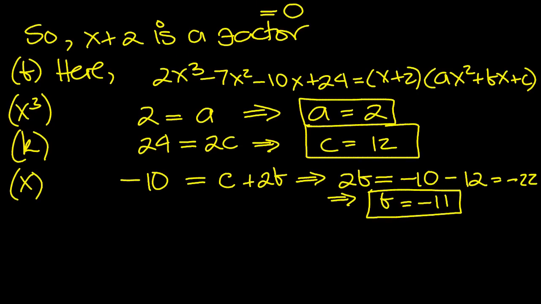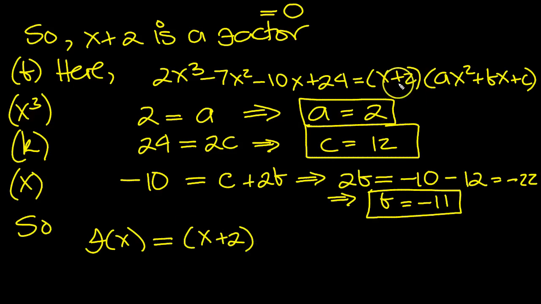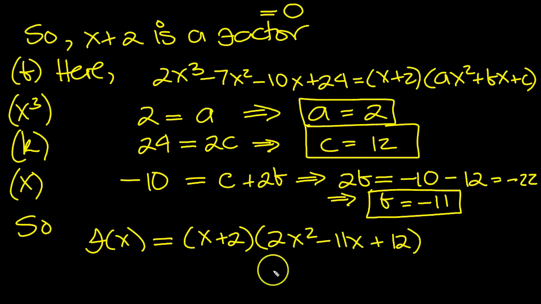So we can write that down now then. So f of x then, our cubic, is equal to x plus 2 here, times a, which is 2x squared, times bx, which is minus 11x, times c, which is 12, plus 12. Okay, so we've got x plus 2 then.